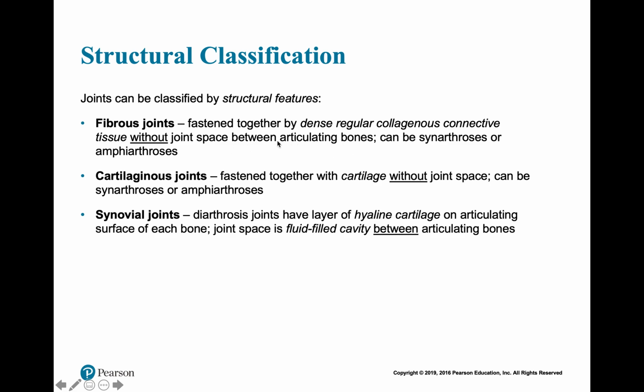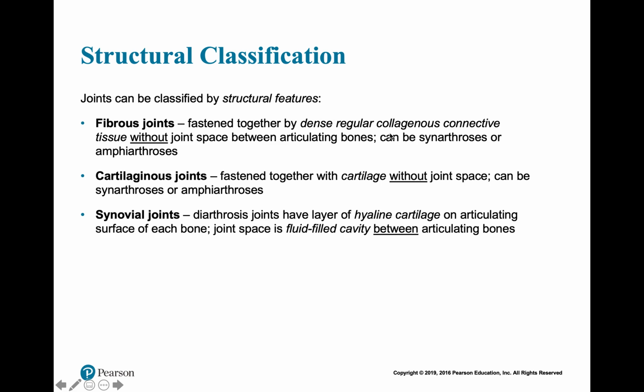When you think dense, regular connective tissue, you should immediately think abundant collagen, densely packed together, regular, oriented in the same direction, so that it's going to be a very tough connective tissue that resists pulling forces. Really, it's going to anchor these two bones together, whichever bones they're connecting. And the fact that there's no joint space or joint cavity means they're fastened very tightly together.